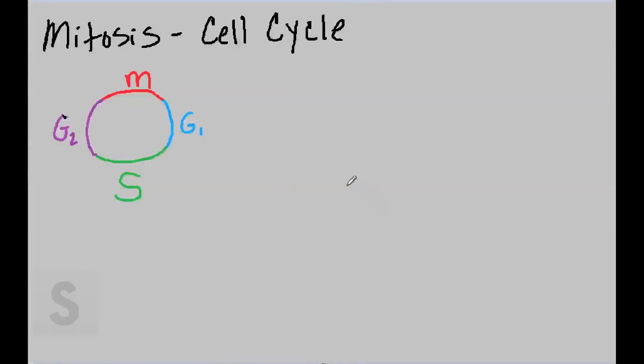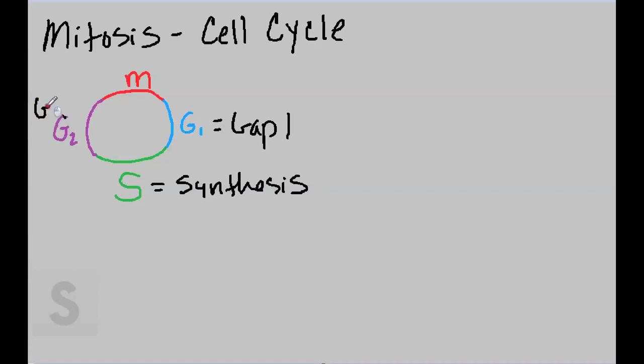Everyone, it's time for us to start talking about the process of mitosis and the cell cycle. Every single cell in our body undergoes a cell cycle and subsequently the process of mitosis. Within the cell cycle, we first have four phases. The first phase is known as the G1 or gap 1 phase. The second phase is known as the synthesis phase or the S phase. The third phase is known as the gap 2 or G2, and then the final phase is known as mitosis.